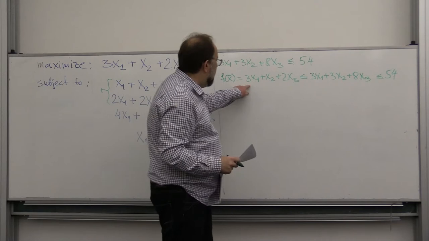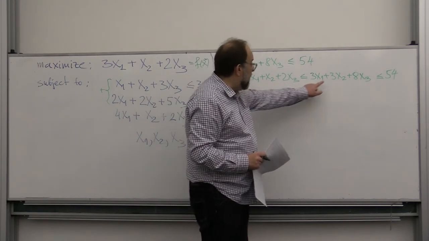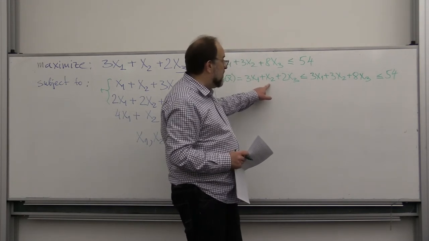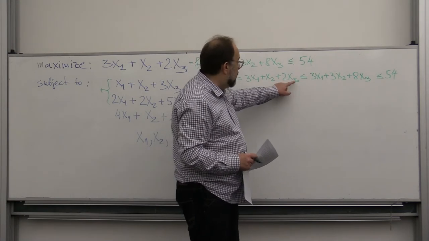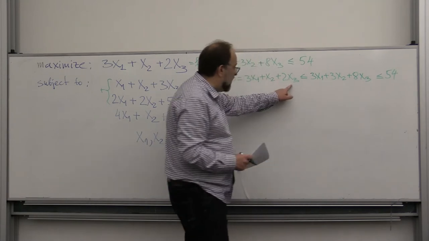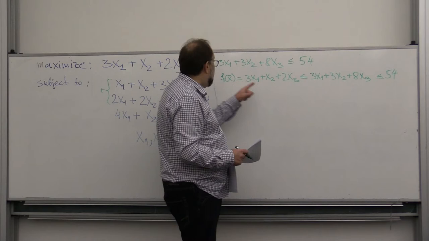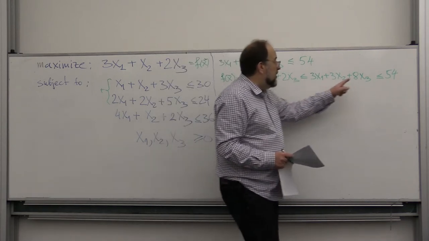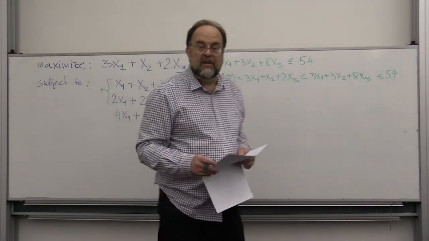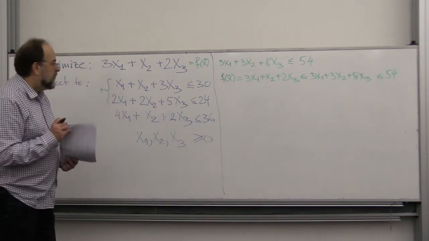Well, on both sides you have 3x1. Here you have 3x2, which is larger or equal than x2 because x2 is positive. Here you have 8x3 and here you have 2x3, so this is again bigger or equal than this because x3 is positive. And voila, we got that our objective cannot exceed 54. Right? Just by a simple addition of these two.